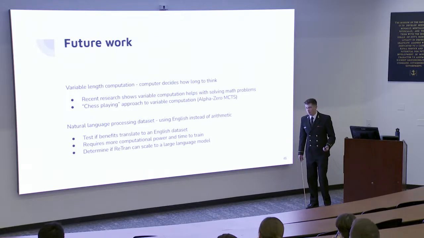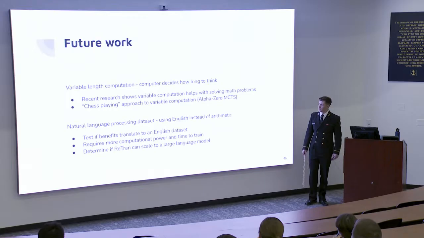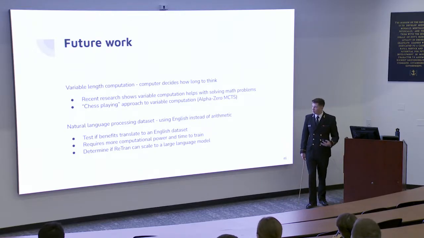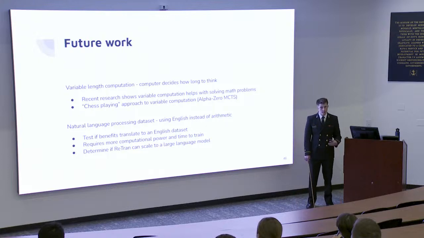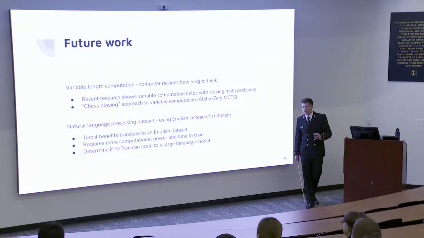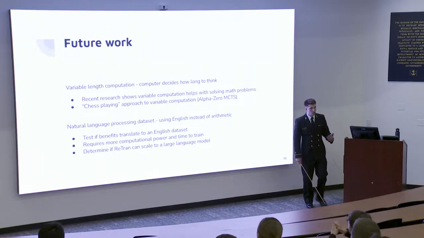For our future work, we plan on implementing variable length computation, where the computer decides for itself how long to think. Recent research has shown that variable computation helps with these types of problems, such as solving arithmetic. We plan on implementing a chess-playing approach where we utilize AlphaZero's Monte Carlo tree search to determine how long to think for.